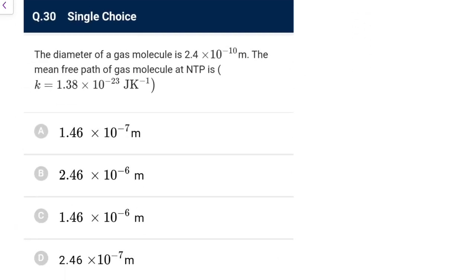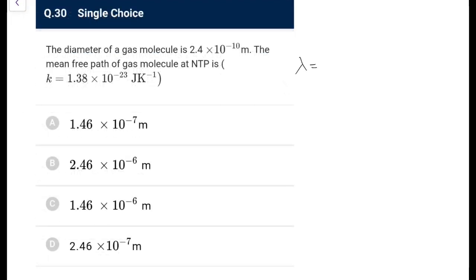Next one, diameter of gas molecule is given. The mean free path of the gas molecule, lambda, you know the formula is 1 upon root 2 pi d square n_V. n_V is the number of molecules per unit volume, which is the number of moles into Avogadro number divided by volume.